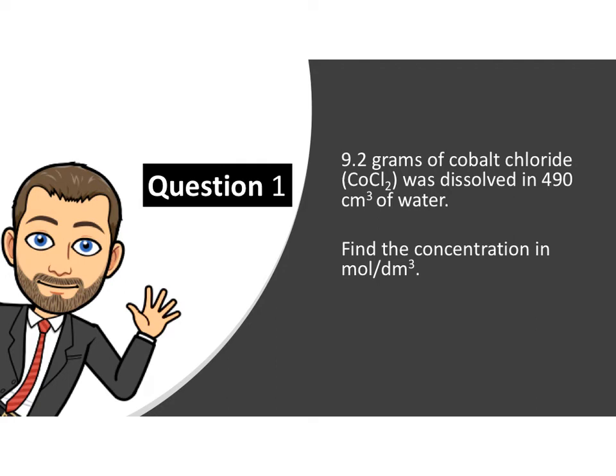We've got 9.2 grams of cobalt chloride, and we've dissolved that in 490 centimeters cubed of solution, and we need to find the concentration in moles per decimeter cubed. So you may want to give that a go by yourself completely. If you'd like some help, there are some hints coming up now.